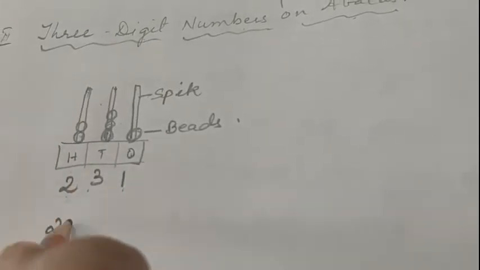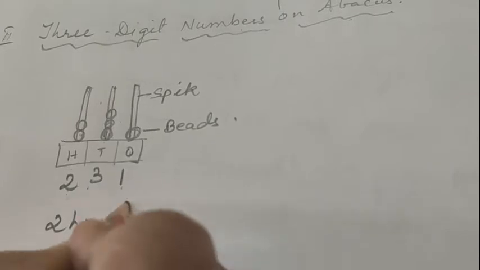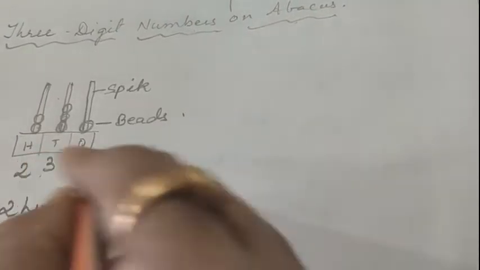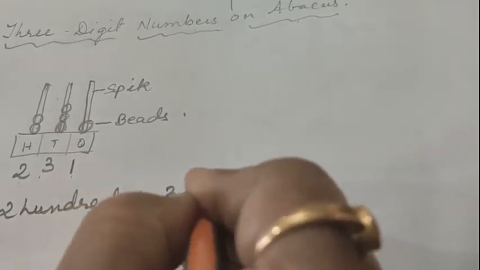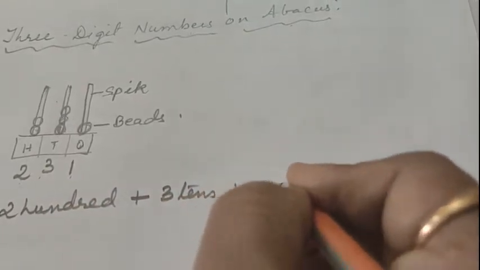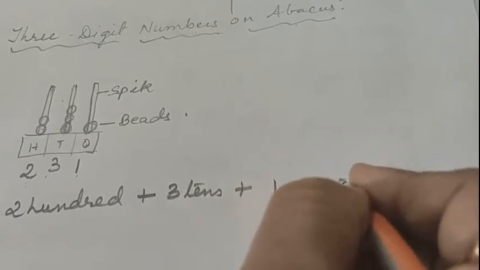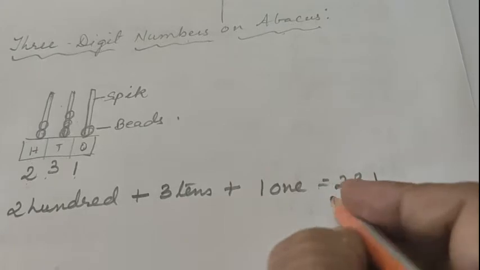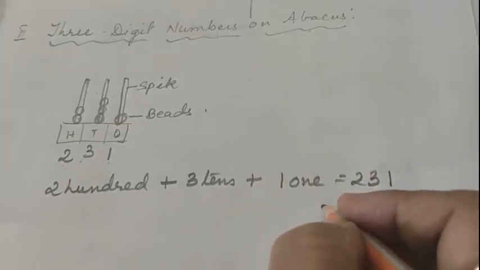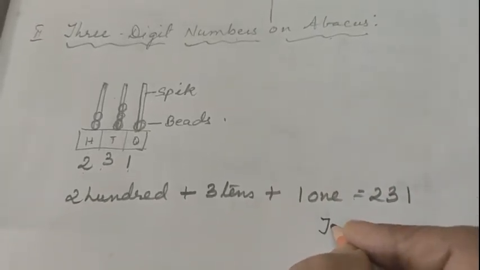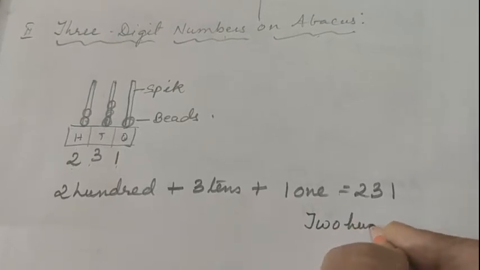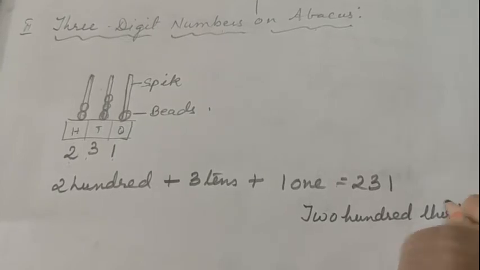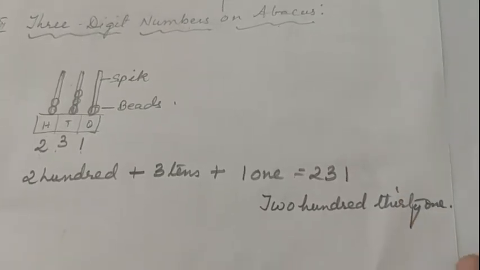So 2 is in 100 position, 200 plus 3 tens plus 1 one. Got it? So how much did we get? We got 231. If you are writing in number names, how do you have to write? 231. Got it? So you have to write it.